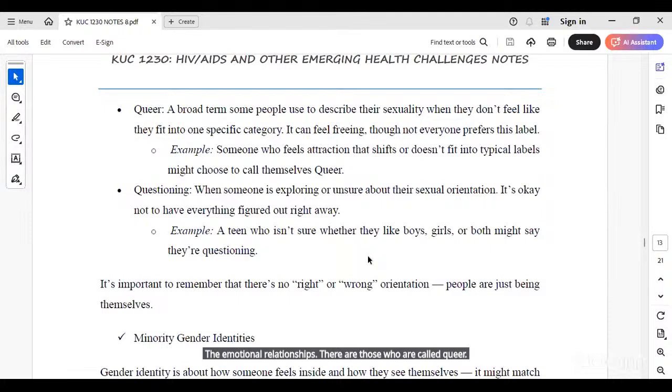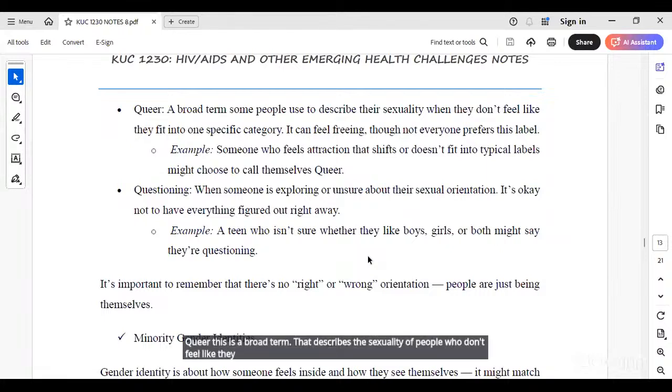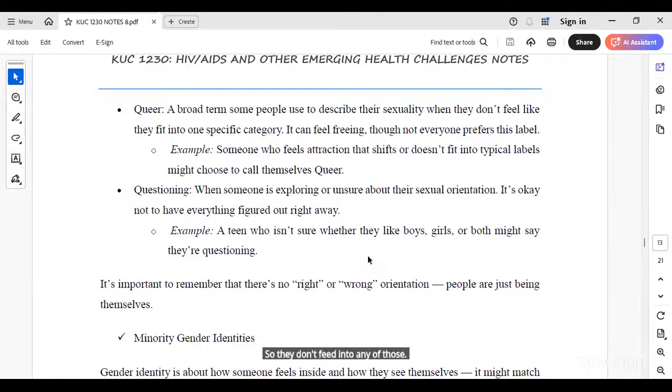Queer, this is a broad term that describes the sexuality of people who don't feel like they fit into any of the categories we've given above. So they don't fit into any of those. So they are queer. Then the last identity, the last orientation, is questioning.